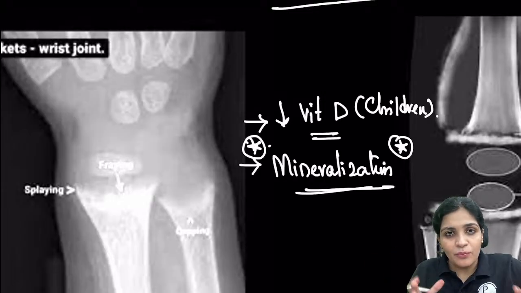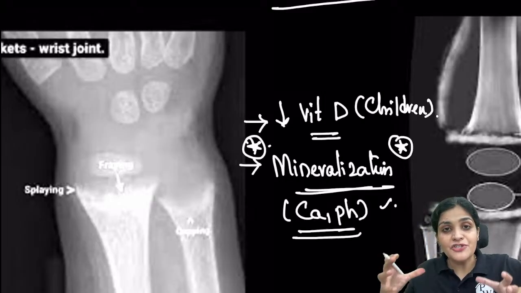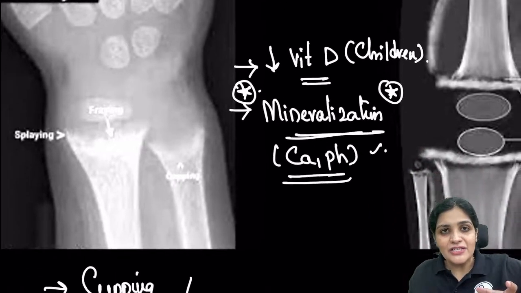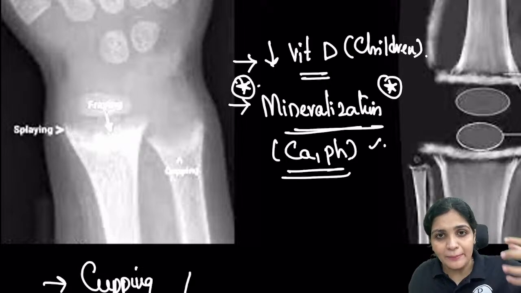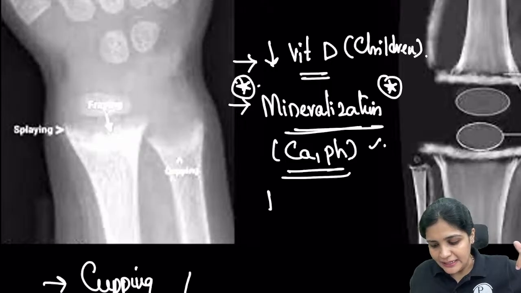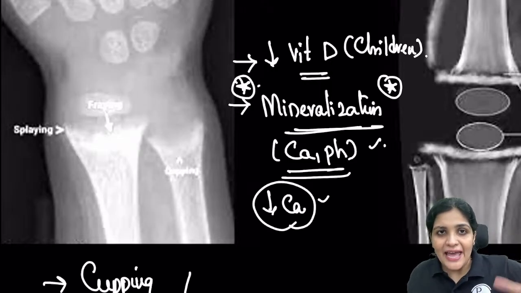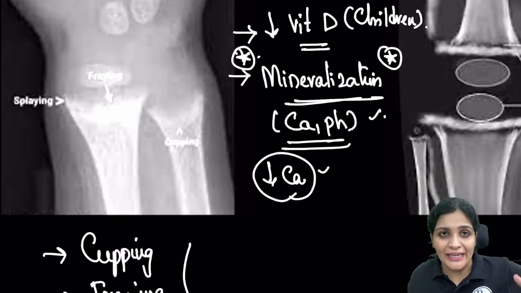So in the organic part, what will you have? You will have the collagen. So here the collagen is normal. But inorganic, that is calcium and phosphorus, are the minerals which will give strength to the bone. Whenever there is vitamin D deficiency, this vitamin D is responsible for absorption of the calcium, right? Because of decrease in vitamin D, there will be decrease in the calcium levels which gets deposited on the bone. Hence the bone becomes weak, right?